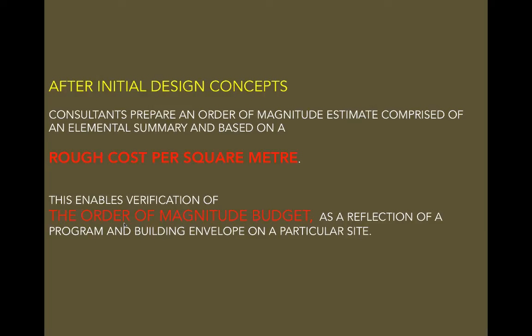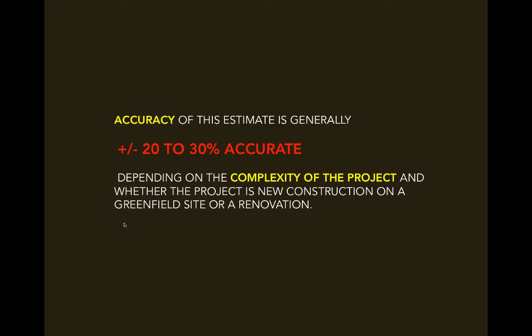Sometimes we'll do that even before we have it. If we're really concerned about the budget, we'll do a pre-class B. The variance of the assessment is 20 to 30%, depending on the complexity. So if it's a warehouse, probably you're really good. If it's a more complicated project, then you have to add a greater variance.